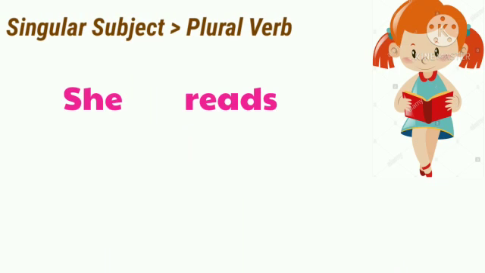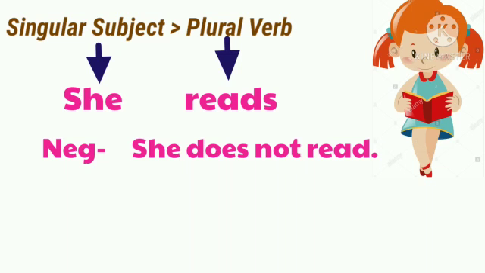She reads. As you know, a singular subject takes a plural verb. She is singular, so read will be in its plural form. Read is singular, but when S is added to it, it becomes reads. So the plural reads will be used here as the subject she is singular. Then its negative form will be she does not read. You have already learned the process of changing it into a negative sentence.